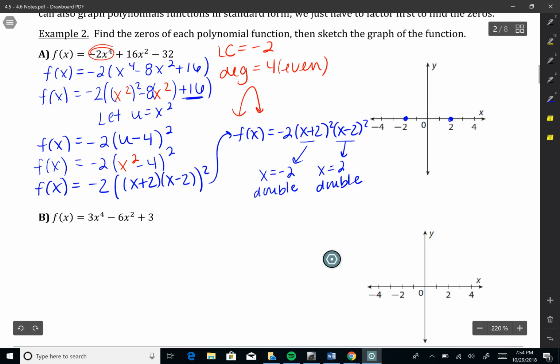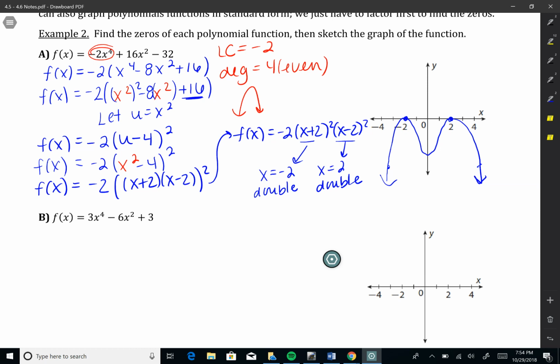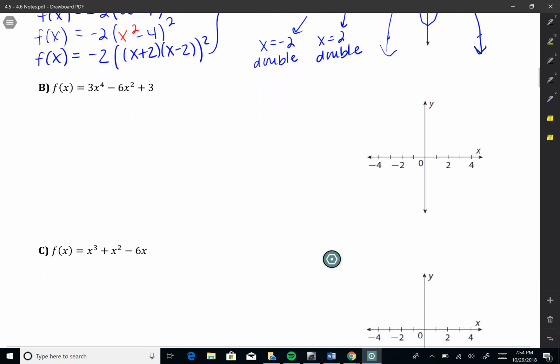So let me get back to my graph here. I'm going to be starting down, so like down here, and I want to end over here. And I cannot cross at these 0 values, I just have to touch. I come up, touch, come back down, come back up, touch, and come back down, and put arrows at the ends. And that is my first graph. All right, let's look at letter B. F of x equals 3x to the fourth minus 6x squared plus 3.